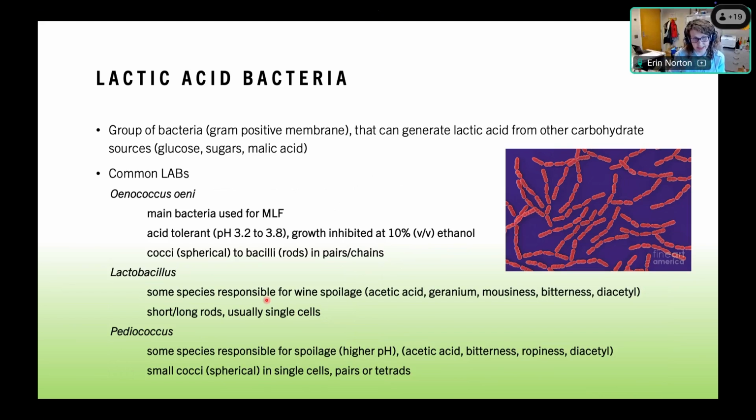Pediococcus is another lactic acid bacteria. So coccus means spherical. So they're small and spherical in shape, and usually in pairs or tetrads, so 4 of them. And again, some of them are responsible for spoilage. Most of the Pediococcus, though, only exist at the higher pH levels. So at the lower pH, they're usually not surviving.